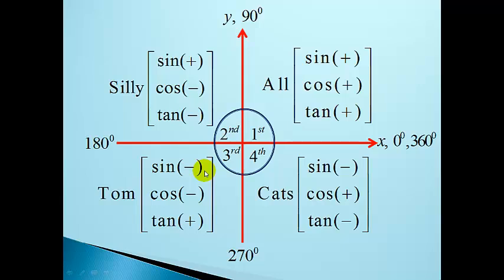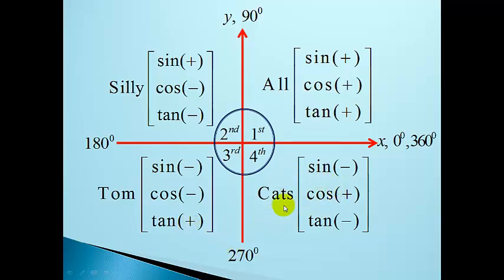Now, when we go to the third quadrant, we have tan. That means only tan is positive. Sine is negative and cos is negative. That is, when you take the sine and the cos of any angle between 180 degrees and 270 degrees, you will get a negative answer. But tan of an angle between 180 degrees and 270 degrees will give you a positive answer.